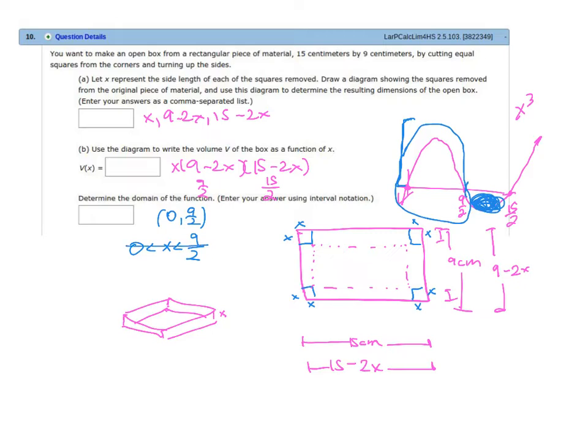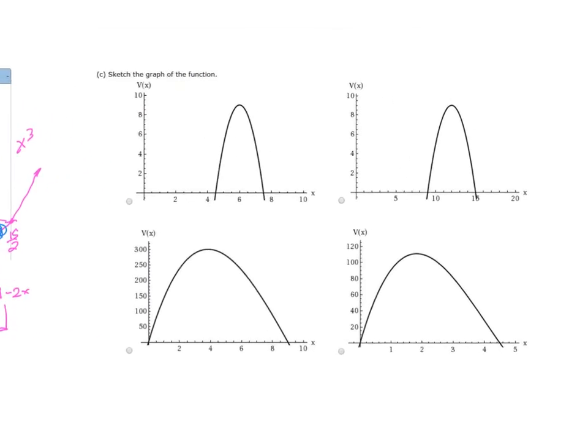So that is the answer here. You would actually put this in there. So I hope that's a good start. Now, the next thing we need to do is pick a graph. Since I already graphed it, we just need to find the graph that matches it. So we'll look in the next set here.